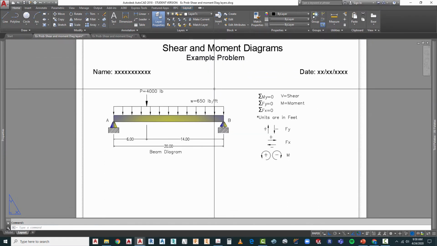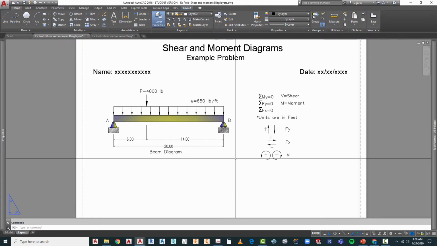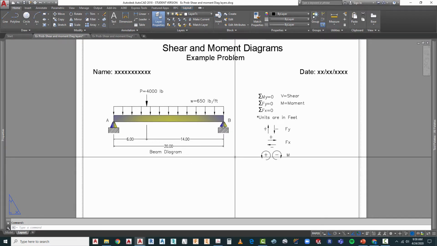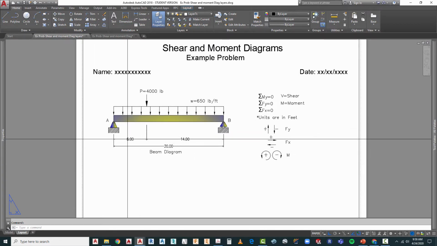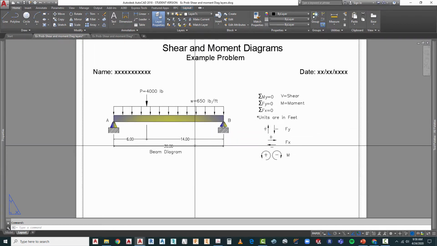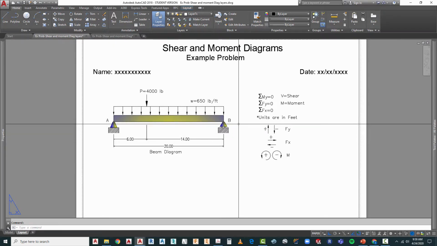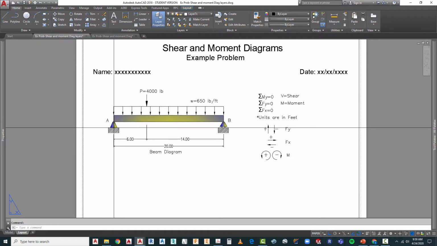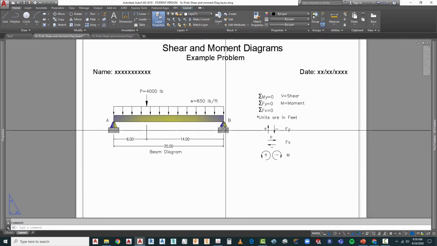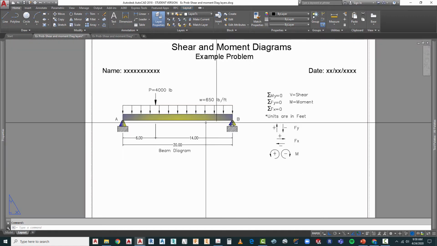So what we have here is a beam diagram that shows the information on the loads and the supports for that beam. If you take a look at it, we have a distance of 20 feet for the beam, and it is supported on the left, point A, and supported on the right, point B. Point A is what we call a pin connection, while point B is what we would call a roller connection.